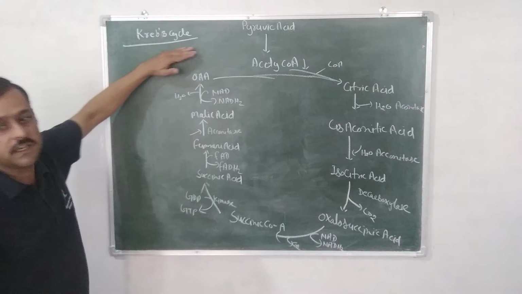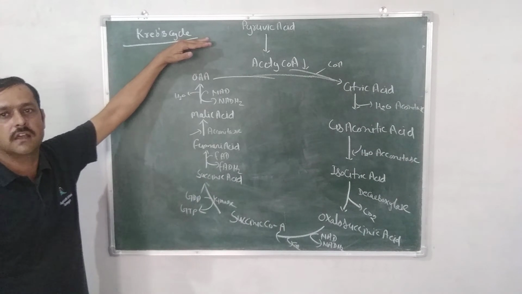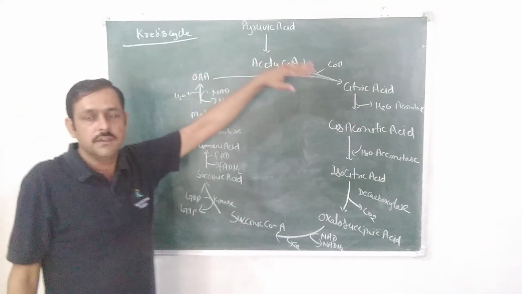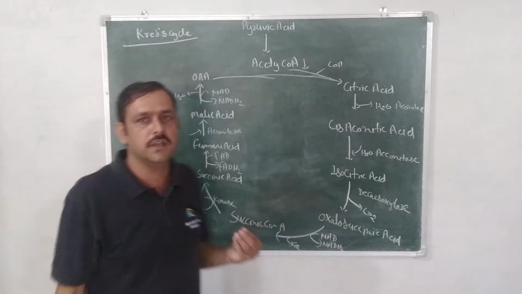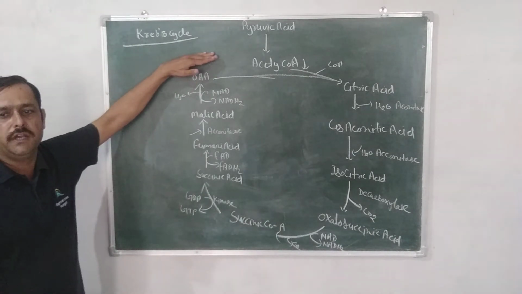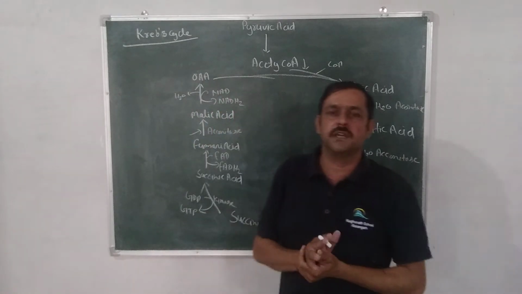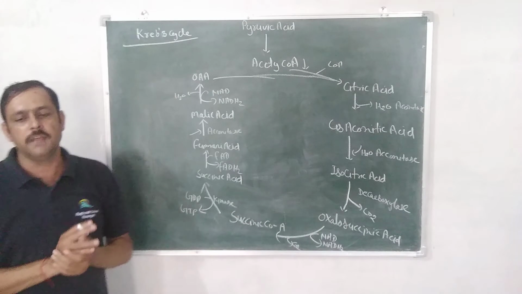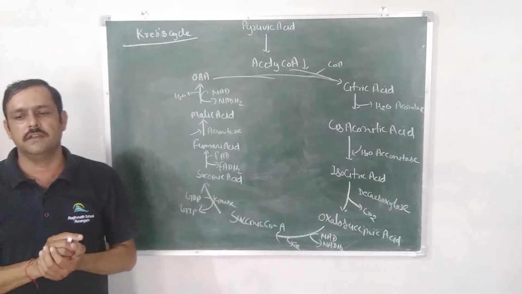So here is the Krebs cycle, or citric acid cycle, or TCA cycle, or tricarboxylic acid cycle. We can study 2 steps first: glycolysis, second formation of acetyl coenzyme A, and then the Krebs cycle. This cycle is completed in mitochondria and was discovered by British biochemist Sir H.A. Krebs in 1937. In his honor, it is known as the Krebs cycle. He was awarded the Nobel Prize in 1953.